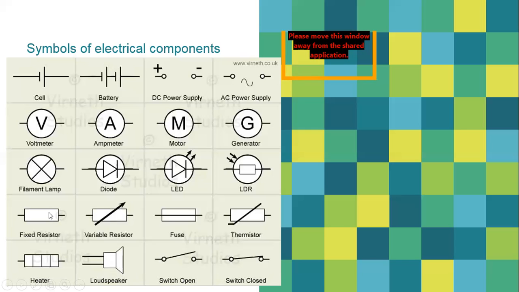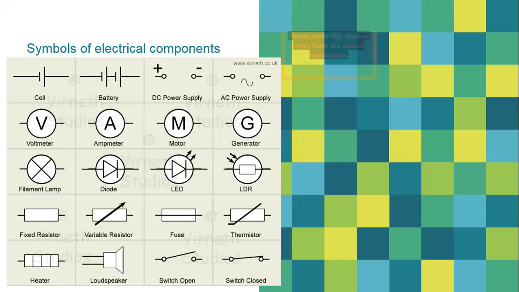Okay. There is one more symbol of fixed resistor, that is like tooth edges. We will use this symbol also in our numerical. Both the symbols are used in the numerical problems.